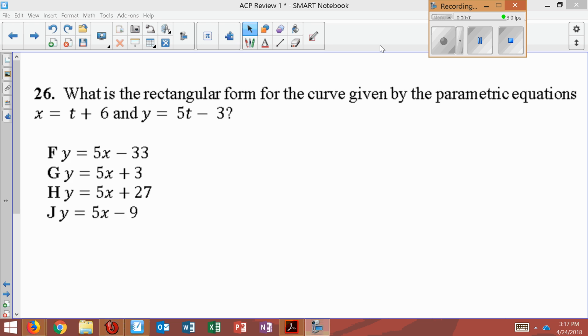Number 26. What is the rectangular form of the curve given by the parametric equations x equals t plus 6 and y equals 5t minus 3? Now, when we see rectangular form, I want you to think about this.